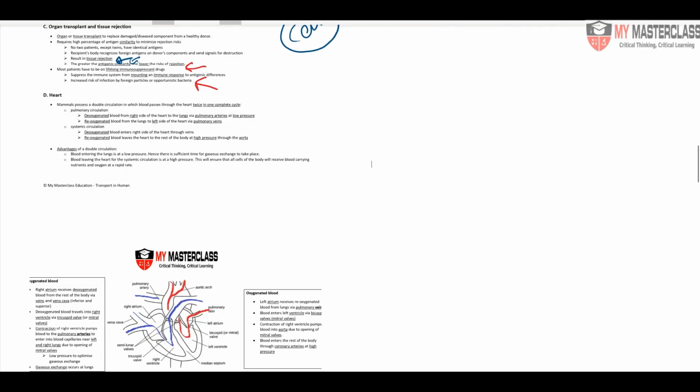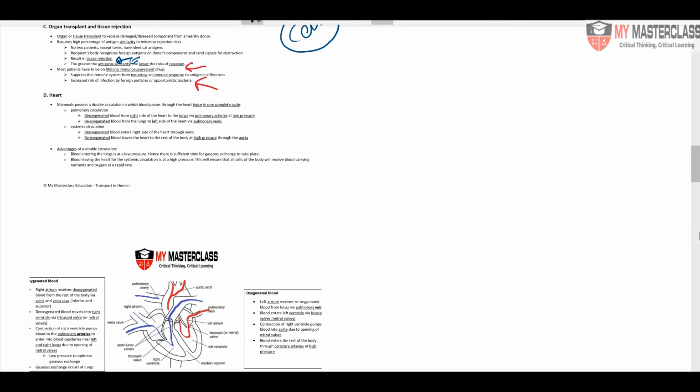Okay, so for this part of the video, it is the heart itself. So take a look at section D of your notes, which says heart. For mammals, we have got a double circulatory system. What it means by double circulatory is that we combine two circulations in one cycle.